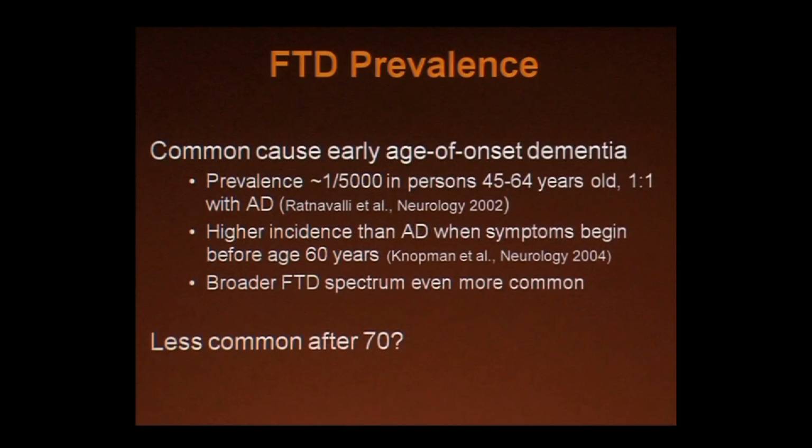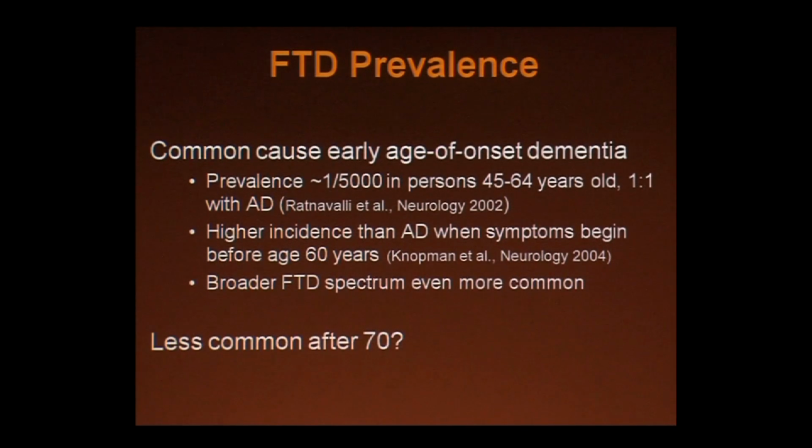So FTD was once thought to be rare and indistinguishable from Alzheimer's disease during life. We now know that neither of those things is true. And in fact, FTD affects about 1 in 5,000 persons aged 45 to 64. And it's the leading cause, tied with Alzheimer's disease, of dementia in this age category. In the patients who develop first symptoms before the age of 65, they're about neck and neck. It's probably more common in patients who develop symptoms before age 60. So really an important and prevalent cause of early age of onset dementia.